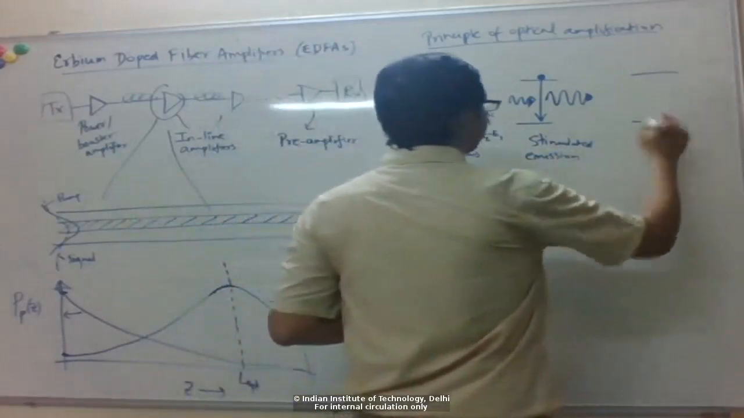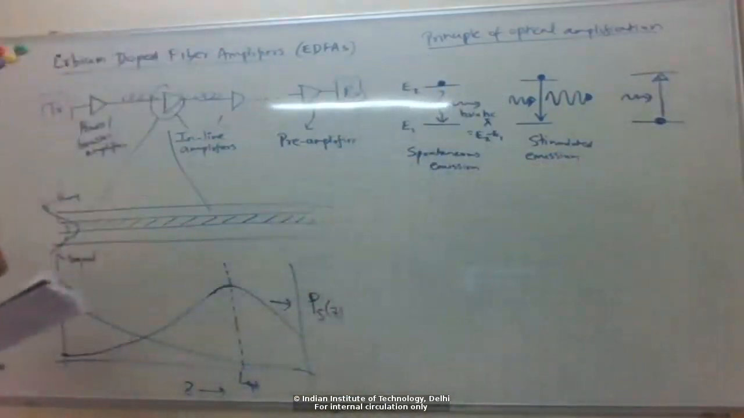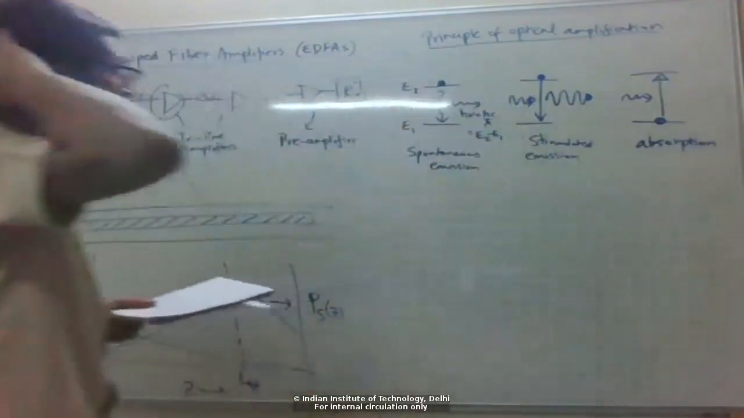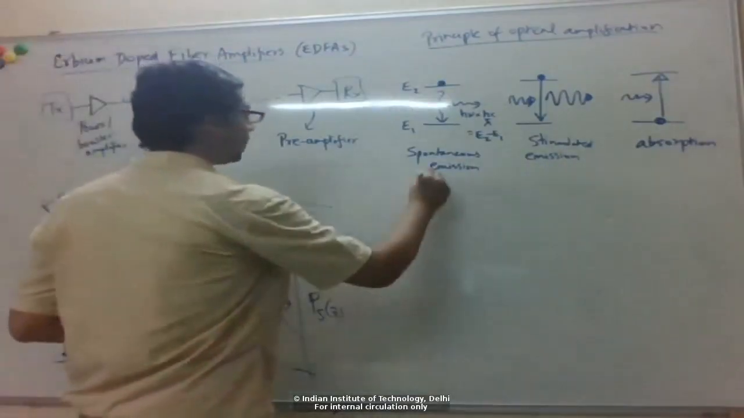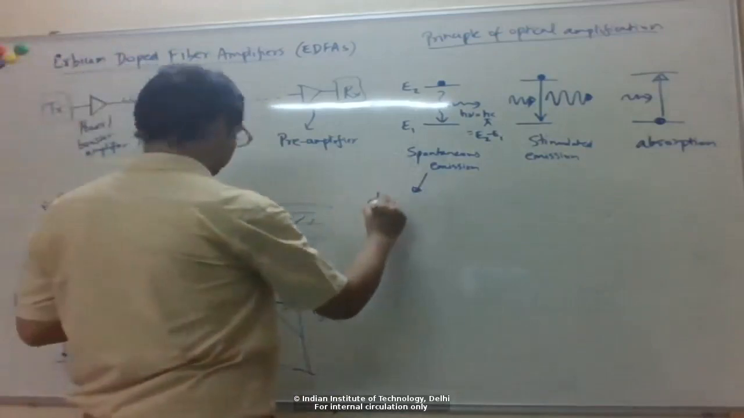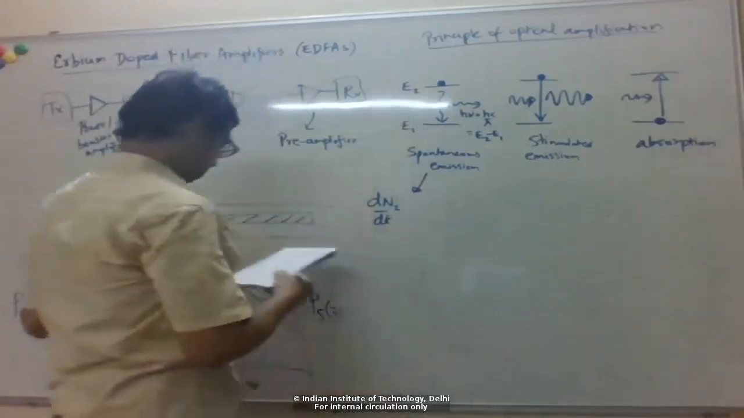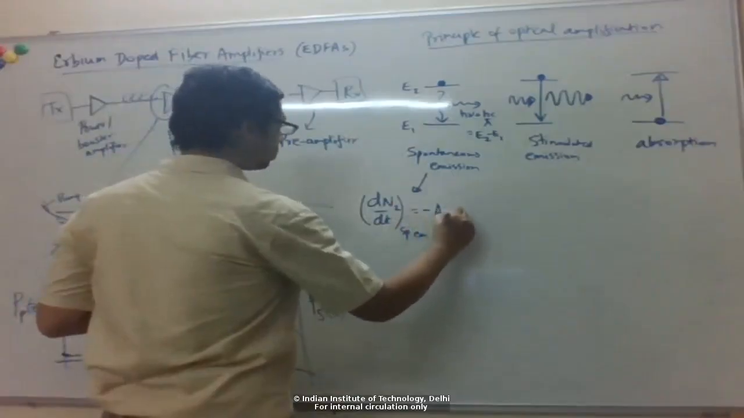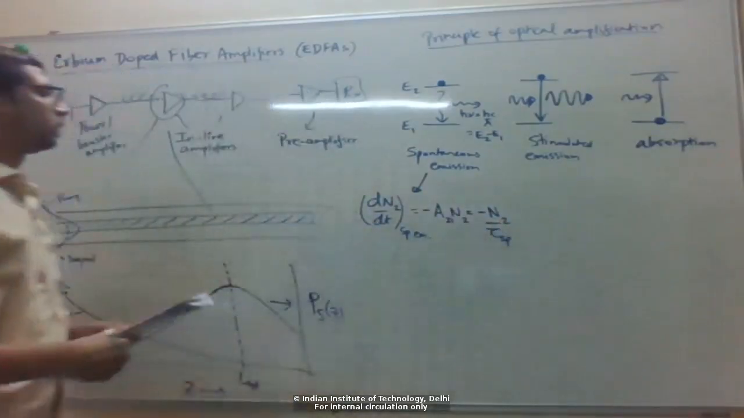And of course, you could have an atom in the ground state which just absorbs the photon to go to the excited state. So this is just absorption. Okay, so we can write simple rate equations for each of these three processes. So for spontaneous emission, the rate of change of the atomic number in this higher level 2, we just write like this.